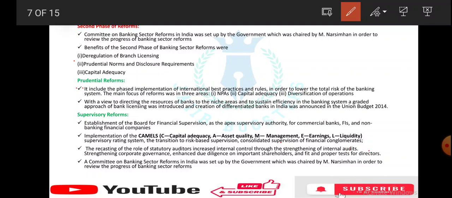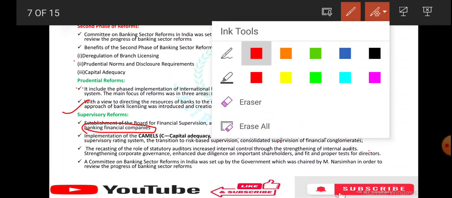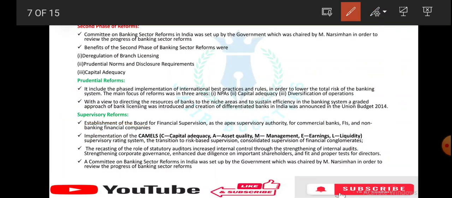Next, coming to the topic of supervisory reforms. Here, the Board for Financial Supervision acts as the apex supervisory authority for commercial banks, FIs, and non-banking financial companies. In supervisory reforms, there is the implementation of CAMELS. The CAMELS full form is very important: C, capital adequacy; A, asset quality; M, management; E, earnings; L, liquidity. Okay, a supervisory rating system and the transition to risk-based supervision.